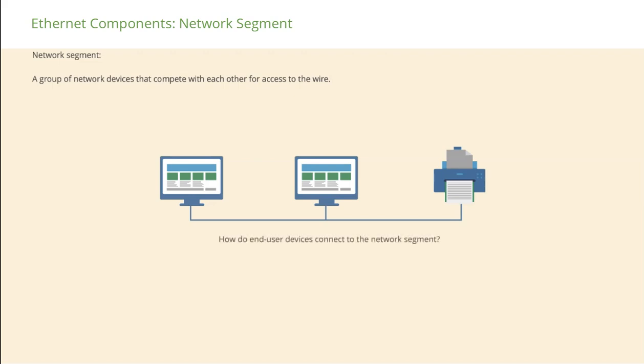How do end-user devices connect to the network segment? And because multiple end-user devices can't connect to the same network segment at once, how do devices know when it is their turn to send data? Finally, because all devices receive the data, how does a device know that the data is intended for that device? We'll answer all three of these questions in this section.